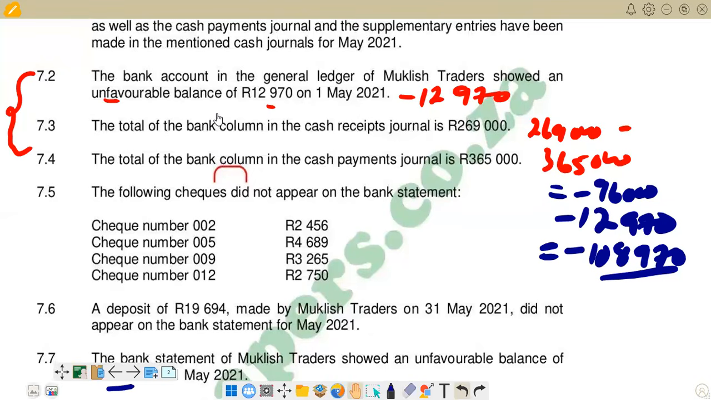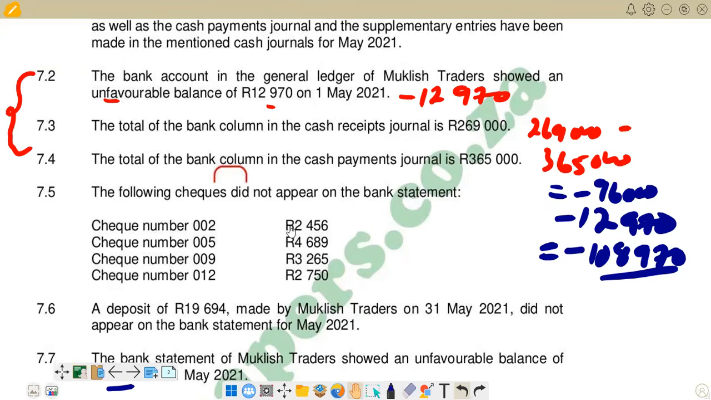Then if you come back to our adjustment that we have in the question, on 7.5, we are told that the following checks did not appear on the bank statement. And remember, these are the checks that were written as payments. So this is money that is going out of the business that was supposed to be recorded in the bank statement, but they are not there. So what we are going to do is they are supposed to be on the debit side of the bank statements, reducing the bank statement balance on the credit side.